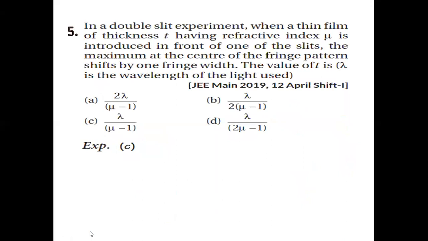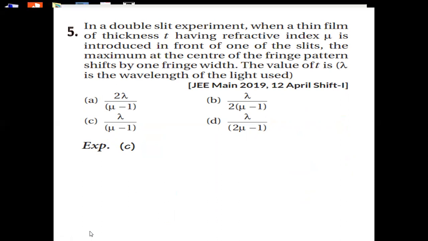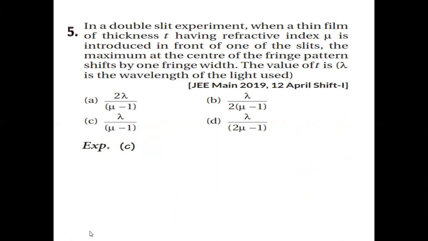See the next question. That is in double slit experiment, when a thin film of thickness T having a refractive index mu is introduced in front of one of the slits, the maximum at the center of the fringe pattern shifts by one fringe width. Then the value of T is.